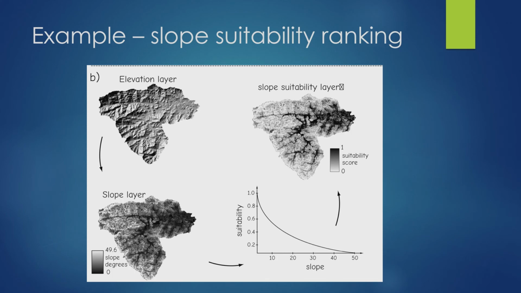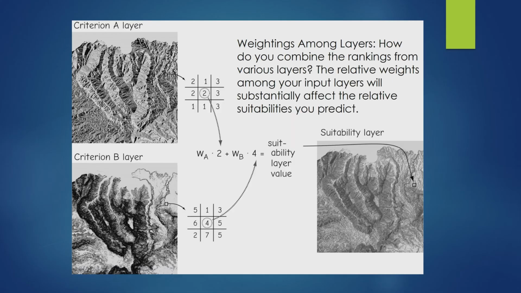So here's a more concrete example. We've got elevation. We can use elevation to derive slope. We've done that in this class. Here's the mathematical relationship between suitability and slope. And then here is the slope suitability layer. So very rarely does any particular GIS layer just equate to suitability. You have to run processes to get to the suitability that you need.